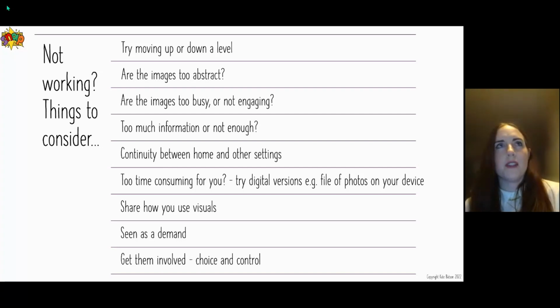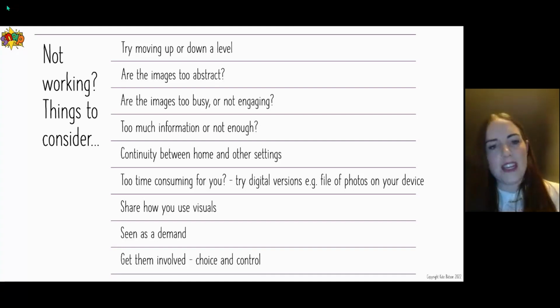Again, if your child's finding it difficult to even look at the visuals, try to model how you might use them. Oh, I wonder what's happening today. Right, I'm going to look at my calendar, or I'm going to look on the timetable, I'm going to look on the whiteboard, helping them to see how, even as an adult, we still use those kind of external visuals to help keep us organised.